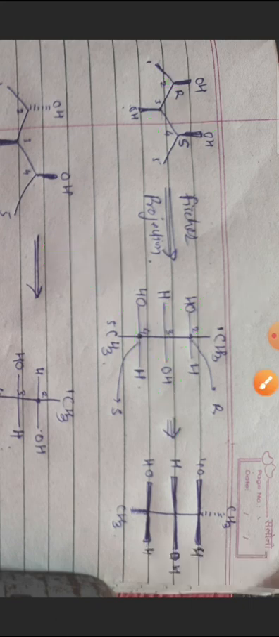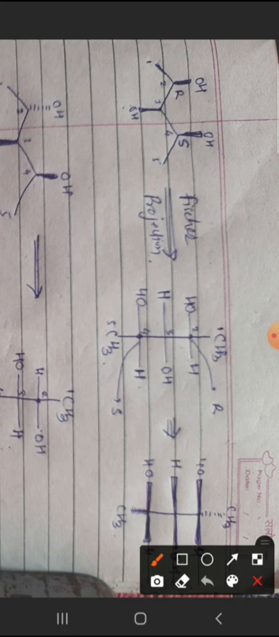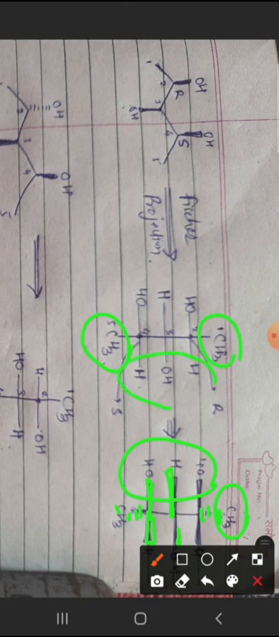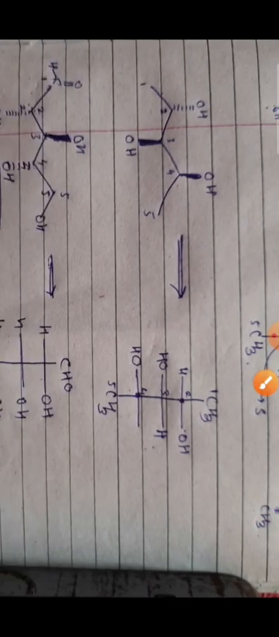So like this we have to make it. In the Fischer projection, the vertical positions are at the back of the plane, here also back of the plane, and the horizontal positions are in front of the plane. These groups are nearer to the observer, and these groups are away from the observer. So like this we have to make all the molecules.